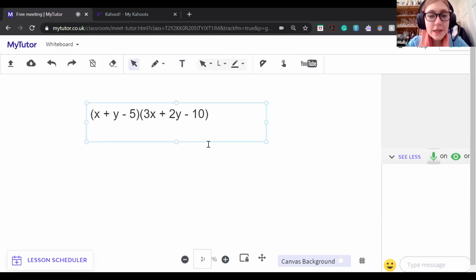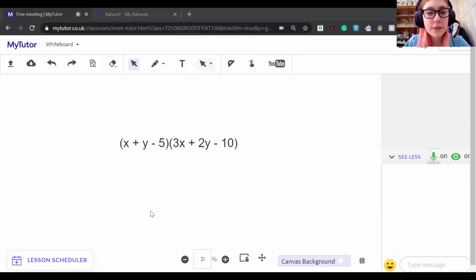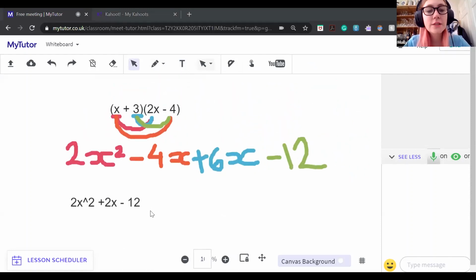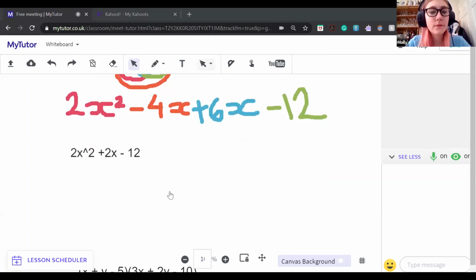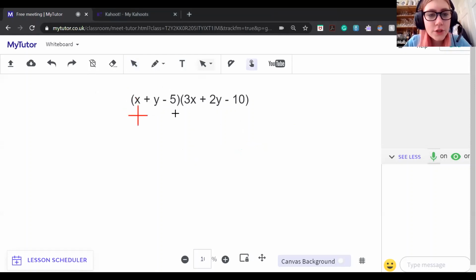So we've got 3 things in each bracket. So kind of a more confusing one to multiply. Someone just said, what's the answer on the last page? 2x squared plus 2x minus 12. Yeah. So when we have this, obviously the FOIL method isn't going to work here, but we can do exactly the same method as what we just did there.